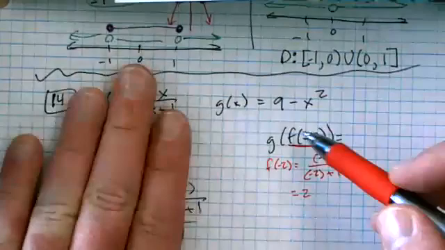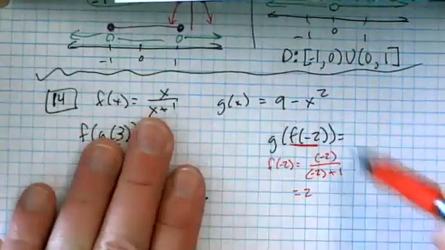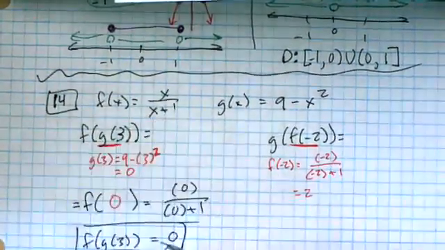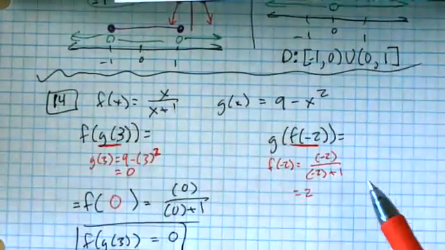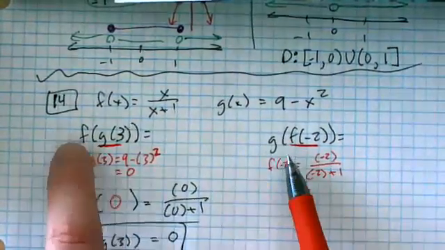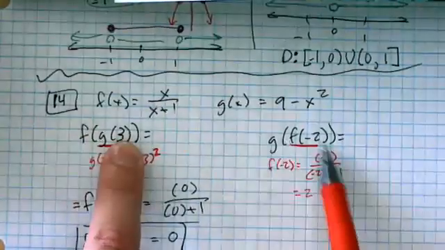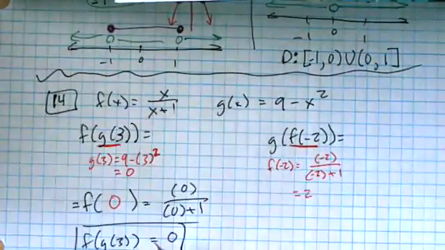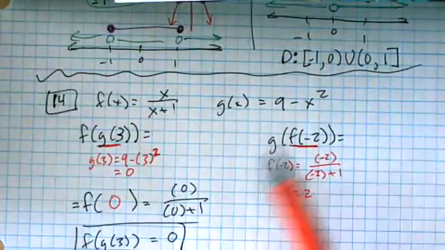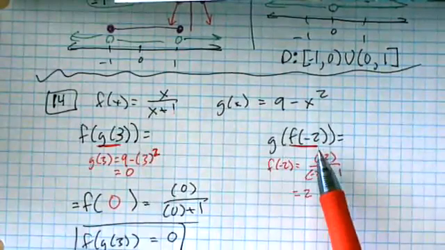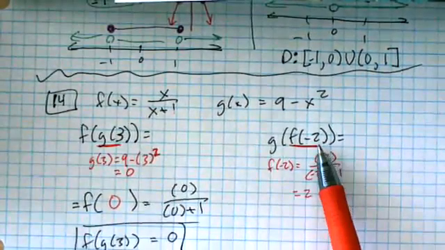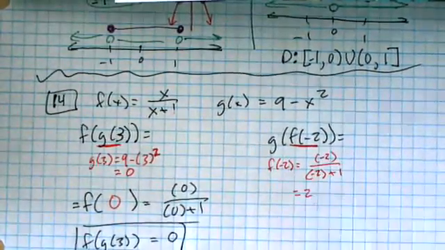This is totally a new thing here. So this doesn't rely on what we did over here at all. So they asked us to do two things. They asked us to do f of g of 3 and g of f of -2. So we finished f of g of 3, it was 0. I'm working on g of f of -2. So I plug -2 into my f function, I got 2.